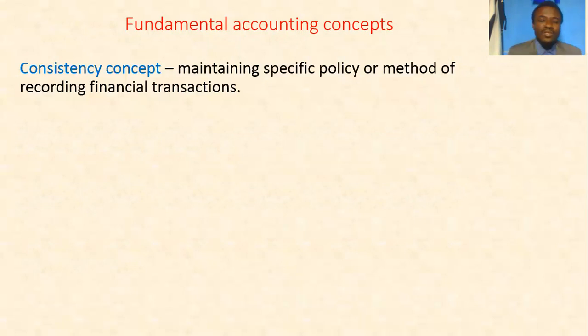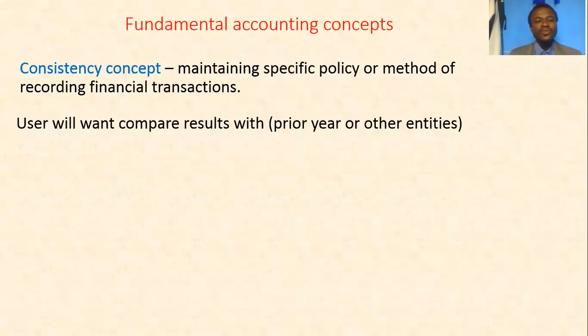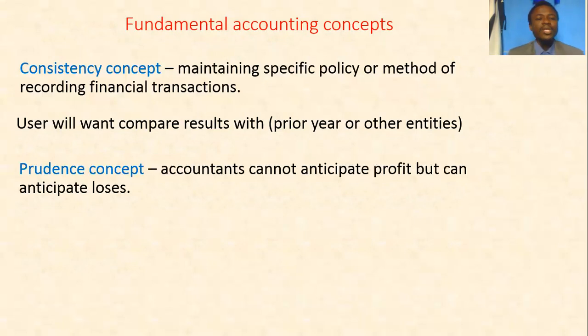It makes it difficult for users to compare the current year's financial statements with the previous year. So consistent policy makes comparability easier, which is one of the qualitative characteristics of accounting information. So consistency makes comparability easier, for users to compare results with the prior year and with other entities as well. Other entities using different policies will make it difficult for us to compare results.